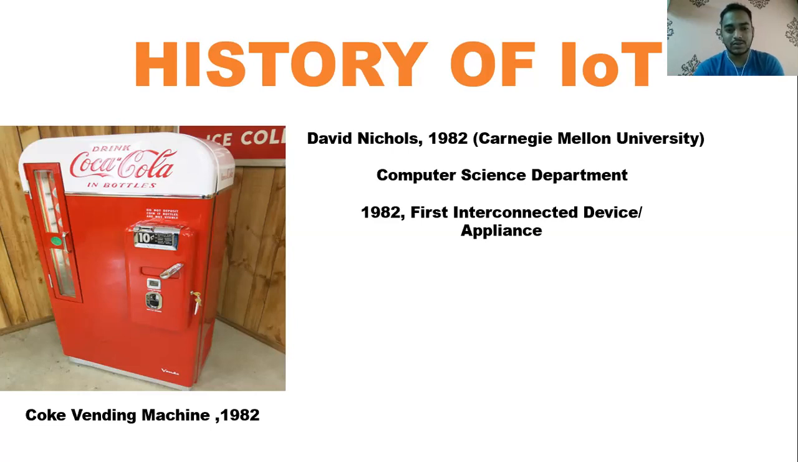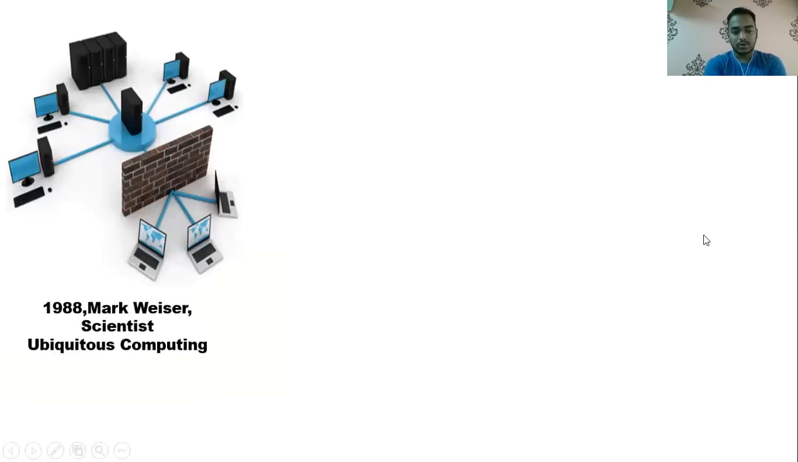Okay, so this is the small story about David Nicholas and his experiment, which was successful in 1982. In 1982, David Nicholas and his friends made the first interconnected device, and this first invention is about interconnected devices. Okay, the second person in the history of the Internet of Things is Mark Weiser.